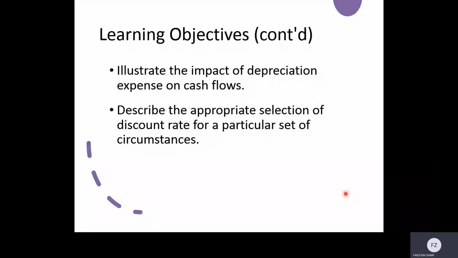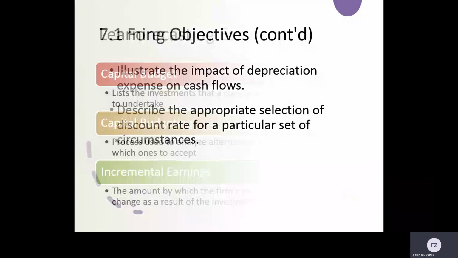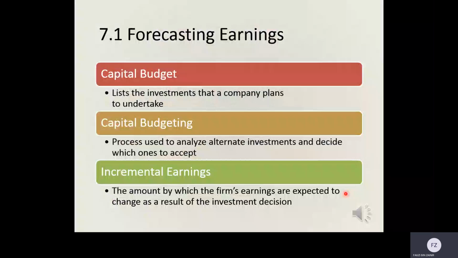Okay, let's look at the first one, which gives you some introduction on capital budgeting. Most of them are already recorded, so I'm just going to run through all of them here. Let's look at 7.1, which is forecasting earnings. As defined here, capital budget is the investment that a company plans to undertake, while capital budgeting is a process used to analyze alternate investments and decide which one to accept.